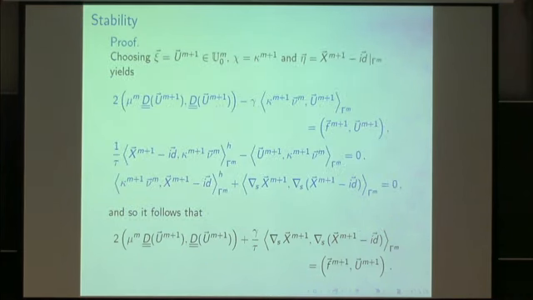Maybe just very quickly, how you would prove that. You have to choose certain test functions in your equation. So you test the momentum equation with the discrete velocity. You test the evolution equation with the discrete curvature, and you test the curvature equation with this time step update of the interface, and then you get exactly these three equations. So this is the momentum balance equation with the velocity as test function, and this is the evolution equation with the curvature as test function.